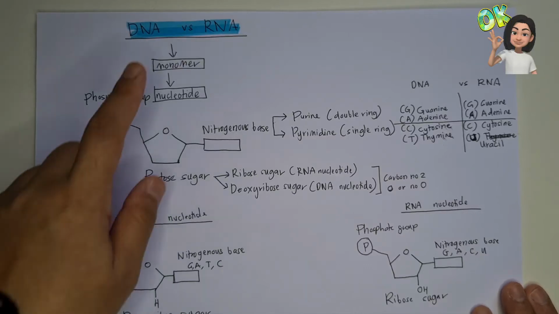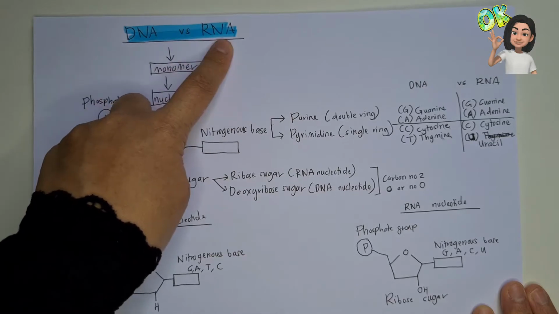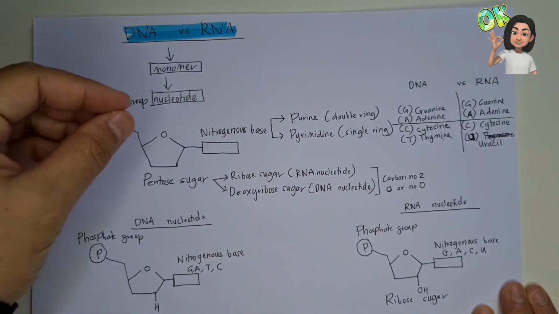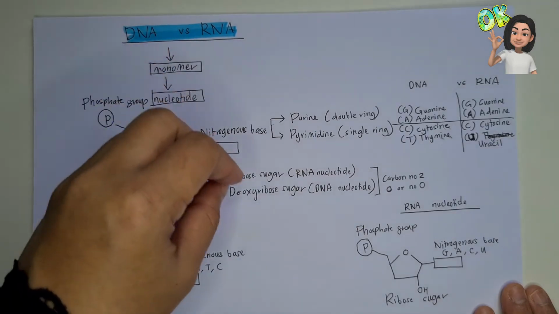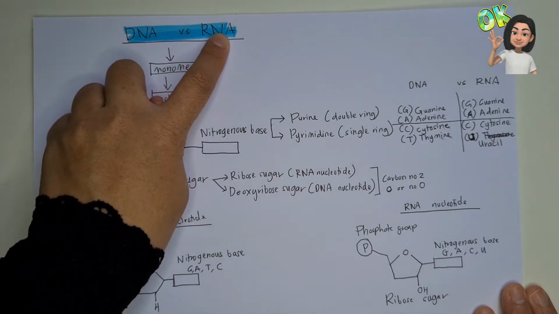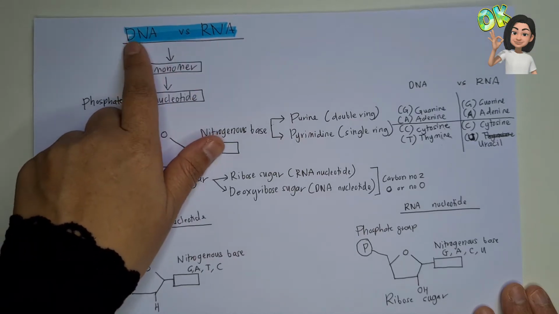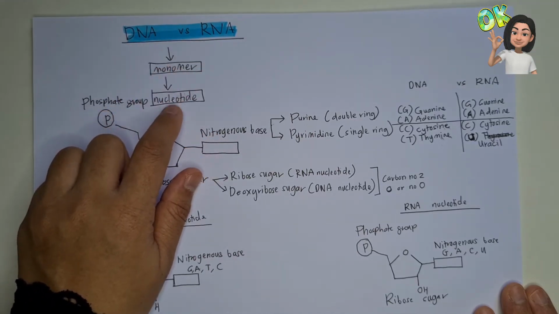Hi, DNA versus RNA. DNA and RNA are large molecules. The DNA molecule is a structure contained in the nucleus. It's very complex. It consists of polynucleotides, so many nucleotides. The same goes for RNA. It's a bigger molecule, but both of them have their monomer. The monomer that they have, we call it nucleotide.